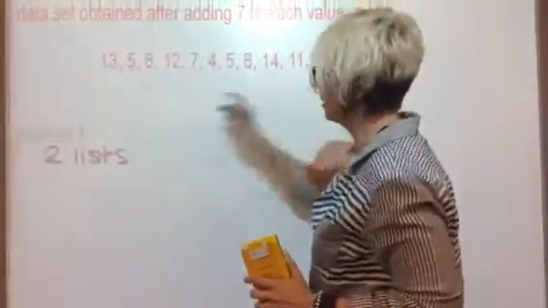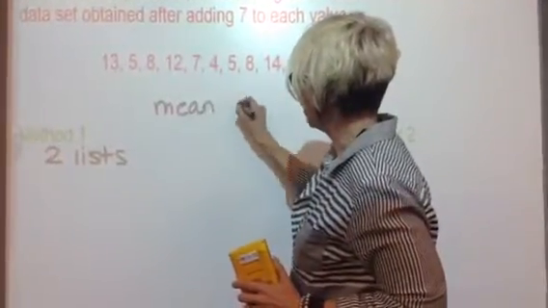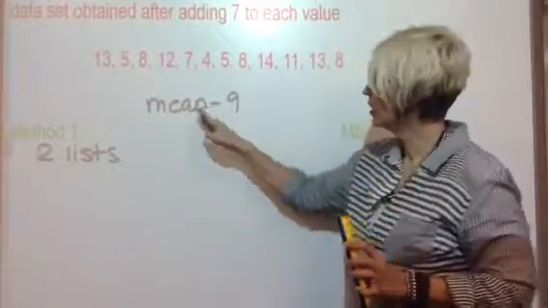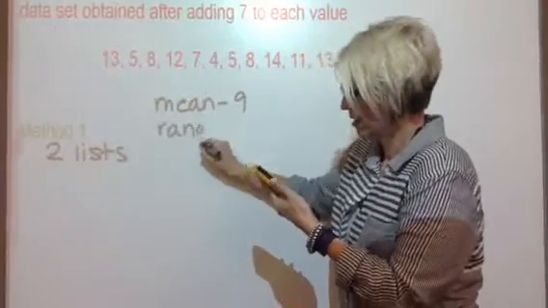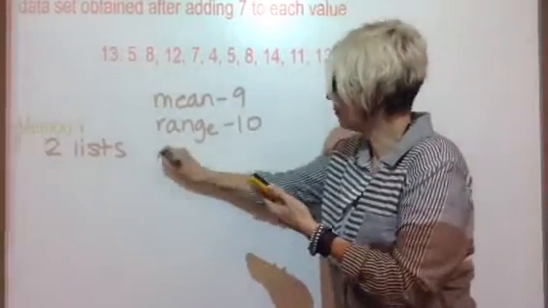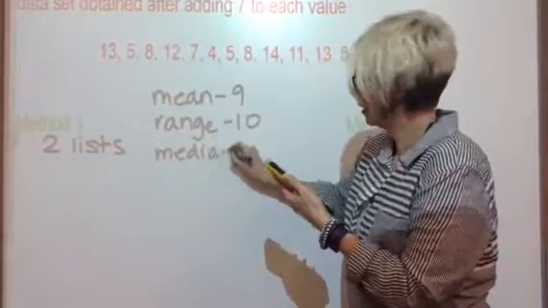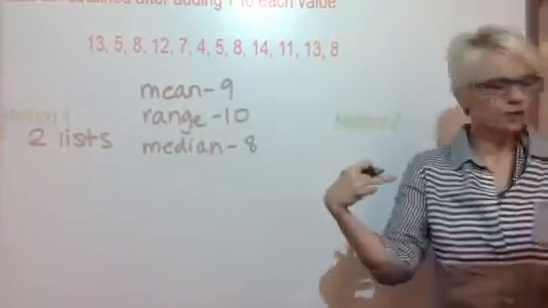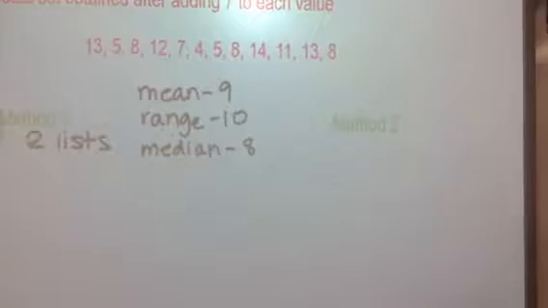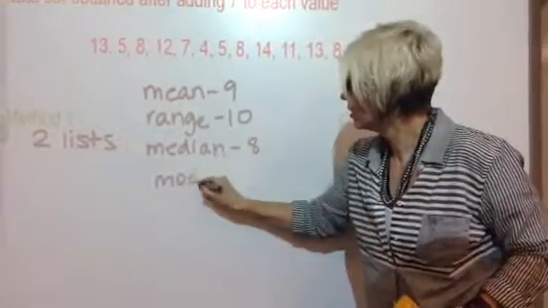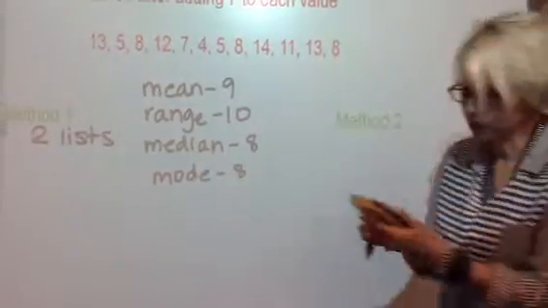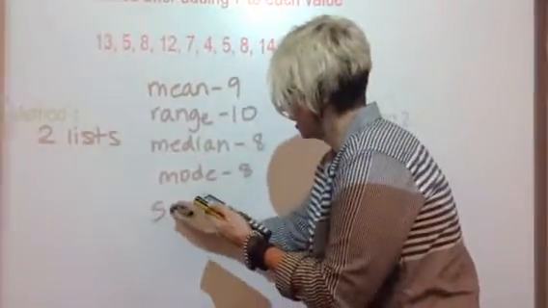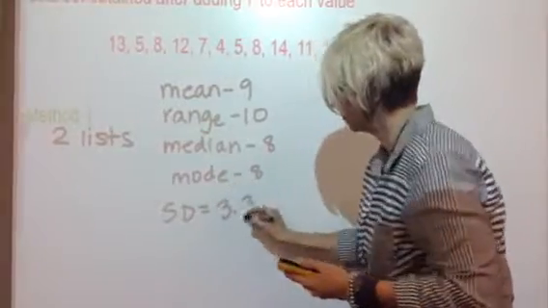So the values that I have for this set of data, my mean, which I found by using my TI-84, is 9, my range is 10, my median is 8, and then you do have to look at the data to see your mode. Our mode is 8 also. And our standard deviation, to scroll up to see that for just a second, is 3.3.